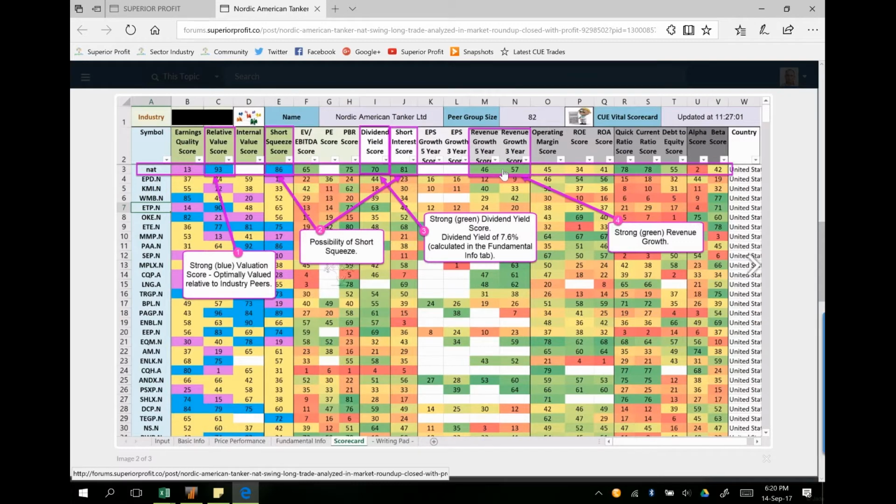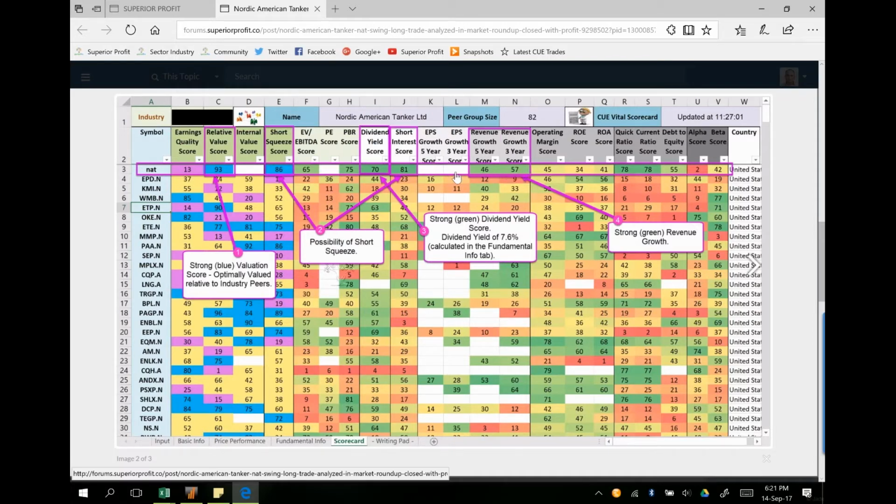Usually they don't happen together, but there are some circumstances when a stock will have strong growth as well as optimal valuation. In this case, I observed that NAT had a very high relative valuation score, that is 93 out of a possible maximum score of 100. So it was very strong in terms of valuation. In terms of growth, I can look at the score or I can just look at the color. If it is green, I know it is strong.